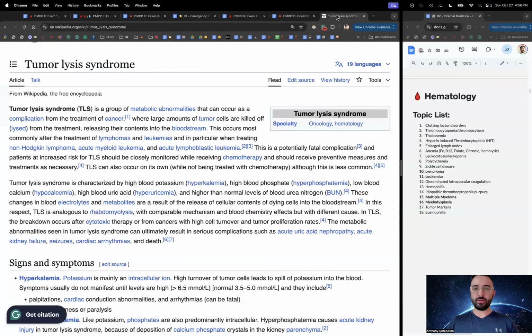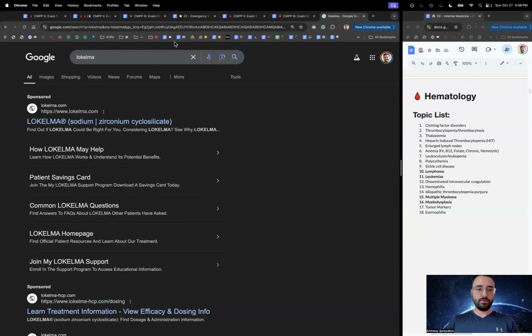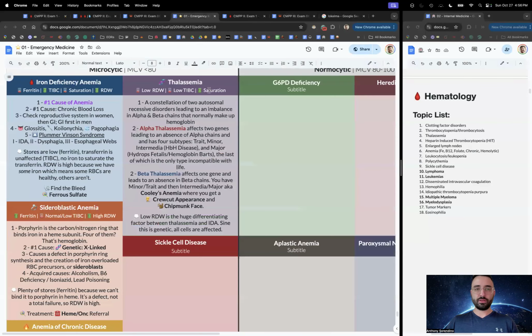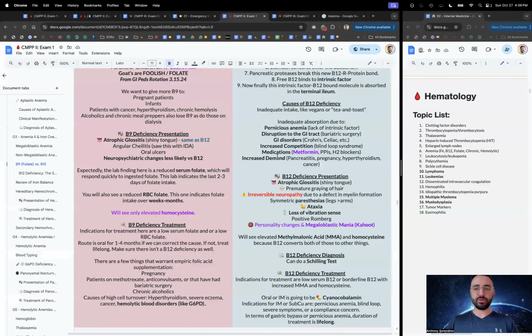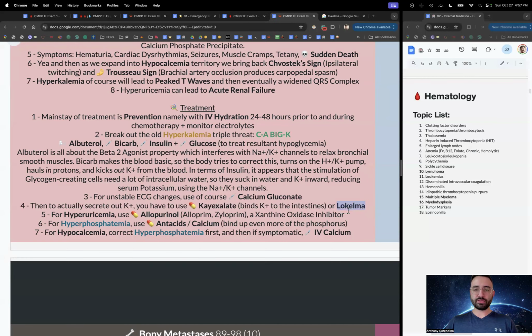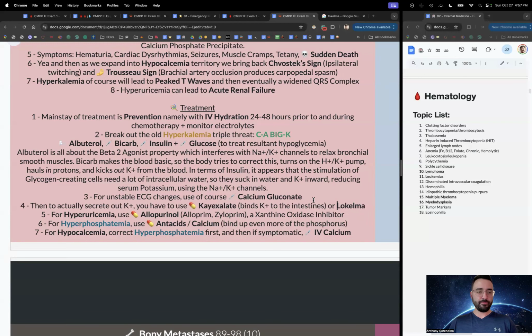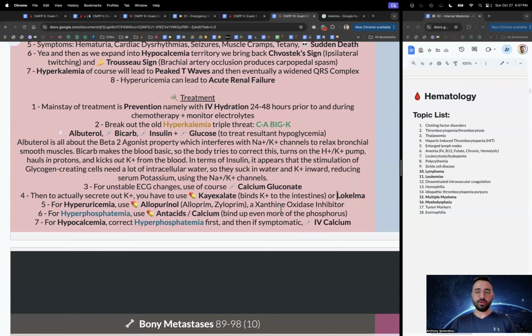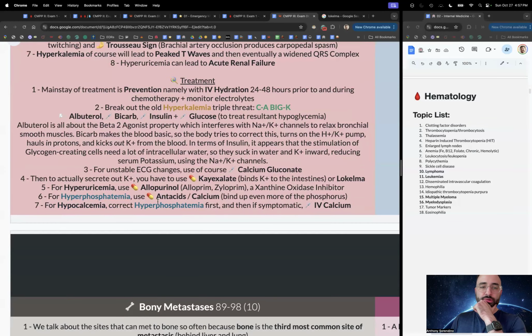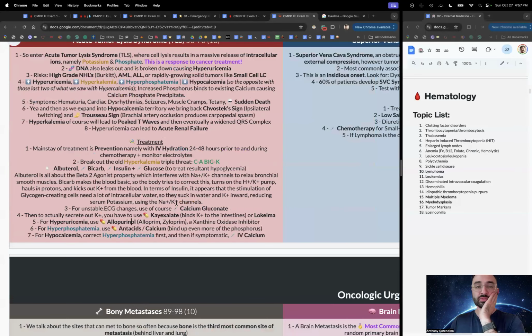I've seen that before in the hospital. Actually, I think they use that instead of Kayexalate because I think it works faster, because this is actually going to withdraw potassium from the blood. I don't know if it's PO or IV, whatever. For hyperuricemia, use allopurinol as a xanthine oxidase inhibitor. Hyperphosphatemia, use antacids, calcium to bind up. Yeah, that's interesting, to bind up even more of the phosphorus. So you get to the phosphorus before it can get to all your calcium, or you're just repleting your calcium. Yeah, correct that first. Okay, I'm satisfied.